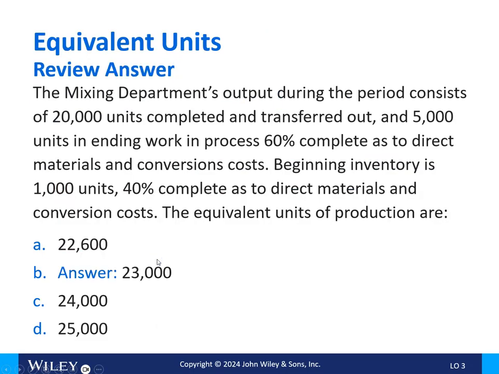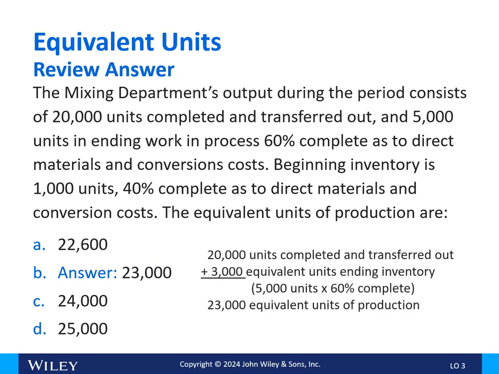And the answer is 23,000 units. How did we get that 23,000 units? We had 20,000 units completed and transferred out, plus 3,000 equivalent units in ending inventory, which is our 5,000 units given in the problem at 60% complete. So 23,000 equivalent units of production.